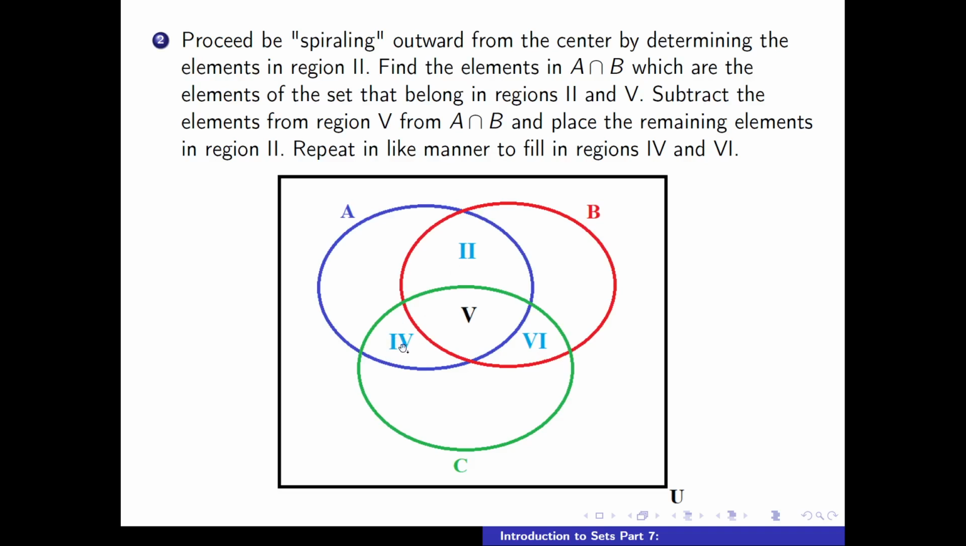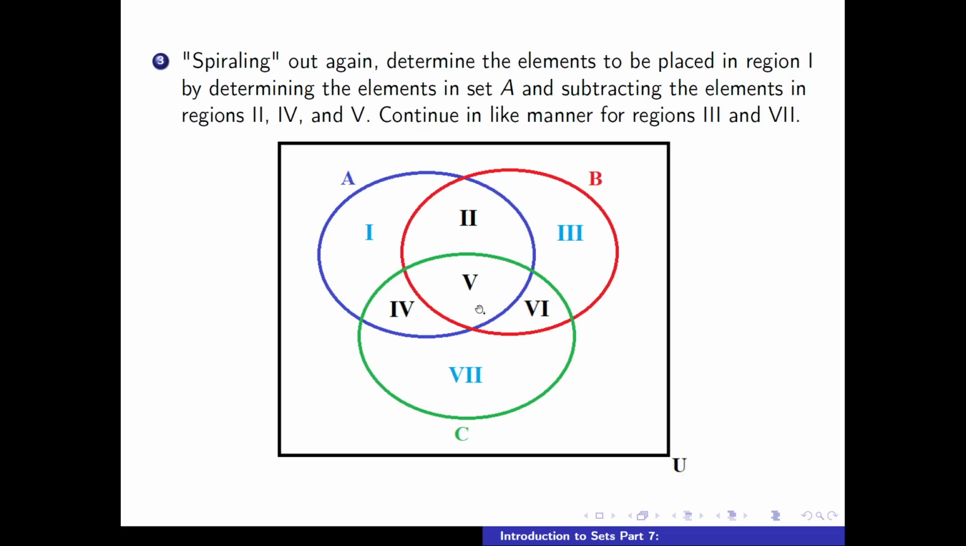Similarly, in region 4, these are the elements in A and C, but then we subtract off the elements that are already in region 5, and what's left over goes in region 4. And then similarly for region 6. These are the elements that are in B and C if we take out the elements that are already in region 5, which is shared by all the sets. And then we continue to spiral outward again. So now that we have these innermost overlapping sets, we can determine what's in regions 1, 3, and 7 here.